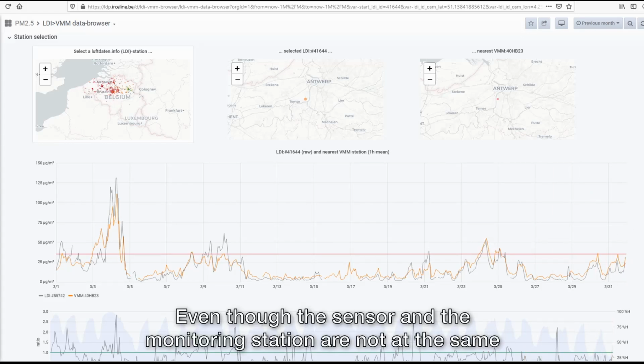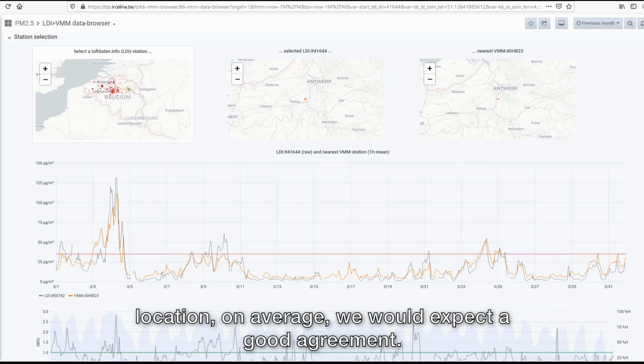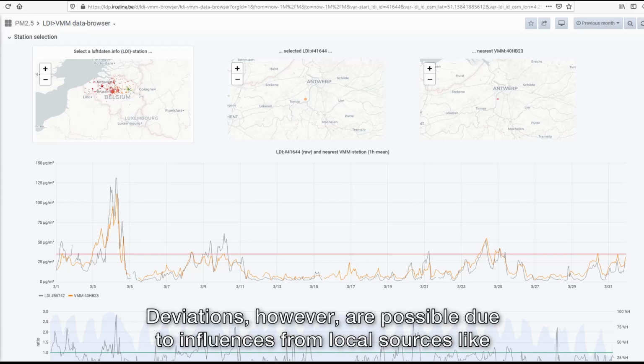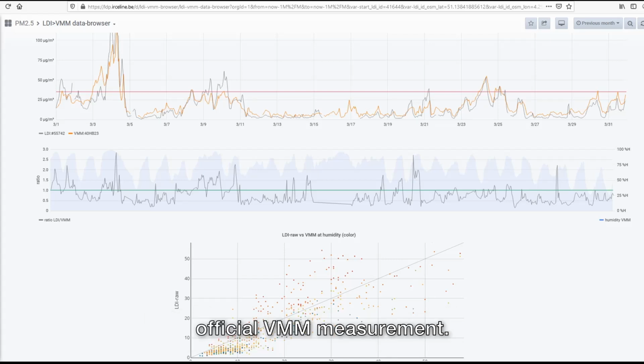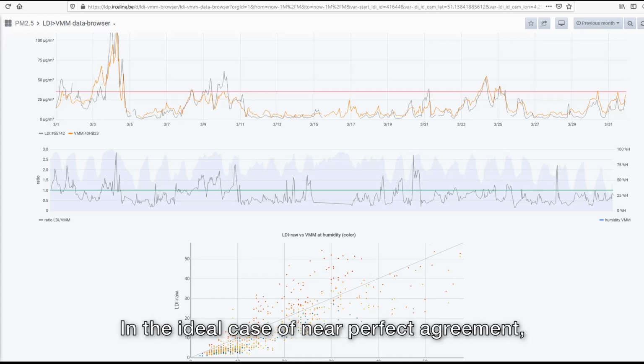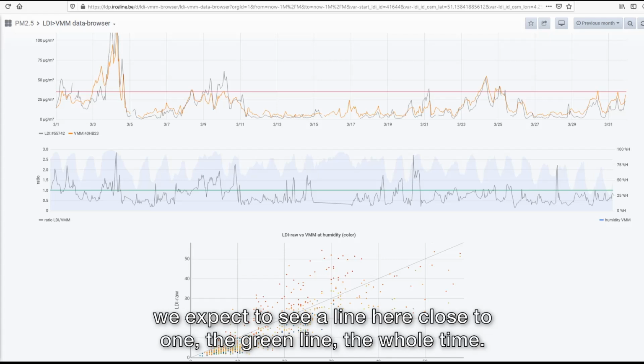Even though the sensor and the monitoring station are not at the same location, on average we would expect a good agreement. Deviations, however, are possible due to influences from local sources like wood burning. The graph immediately below shows the ratio of the sensor to official VMM measurement. In the ideal case of near perfect agreement, we expect to see a line here close to 1, the green line, the whole time.